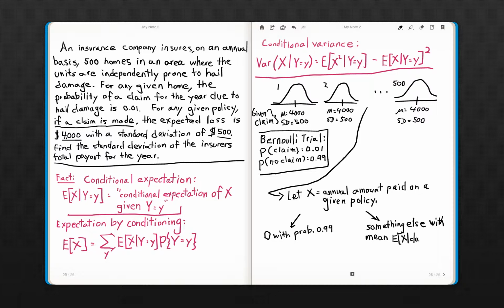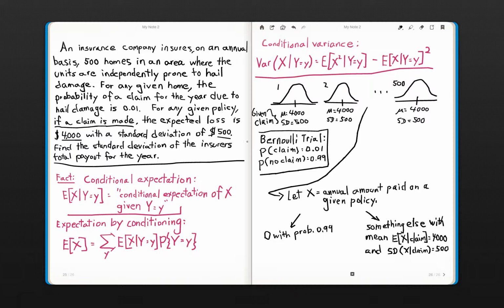So I'm going to introduce some notation here formally because we're going to use this. The expected value of X given that there's a claim, we're told, is 4,000. That's what's expected if there is a claim. Now obviously, well, not necessarily obviously, but it won't necessarily be 4,000 every time because it also has variability, and we'll write that here, and I'll use SD for standard deviation given again that there's a claim of 500.